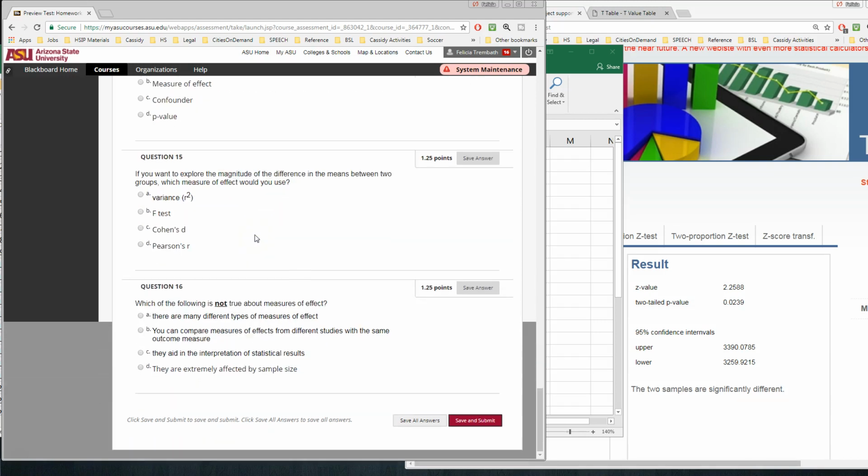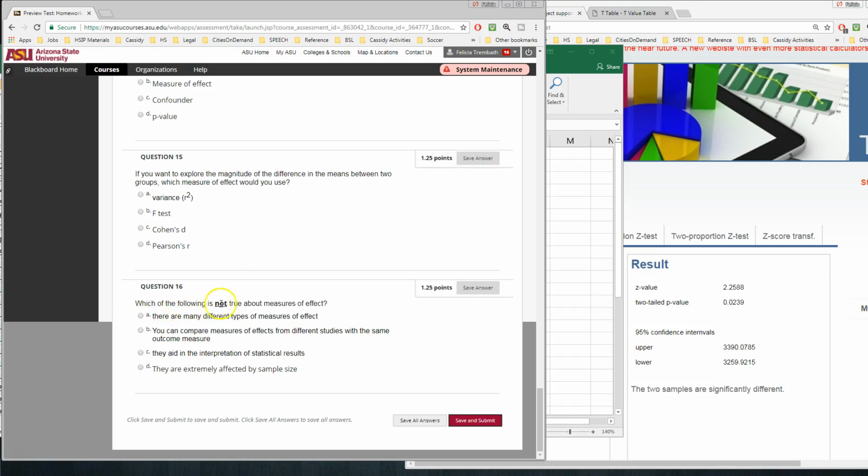Question 15. If you want to explore the magnitude of the difference in the means between two groups, which effect size would you use? Okay, so we talked about in class for one sample test, but we would use a Cohen's d, and that's also what we're going to use with the two groups, because one group could be a sample and my population, or it could be two samples. So for both of those situations, we're going to use Cohen's d to look at the difference in means. Pearson's r would tell us the correlation between two variables, right? And if I'm looking at a difference between two groups, my Cohen's d is going to compare that.